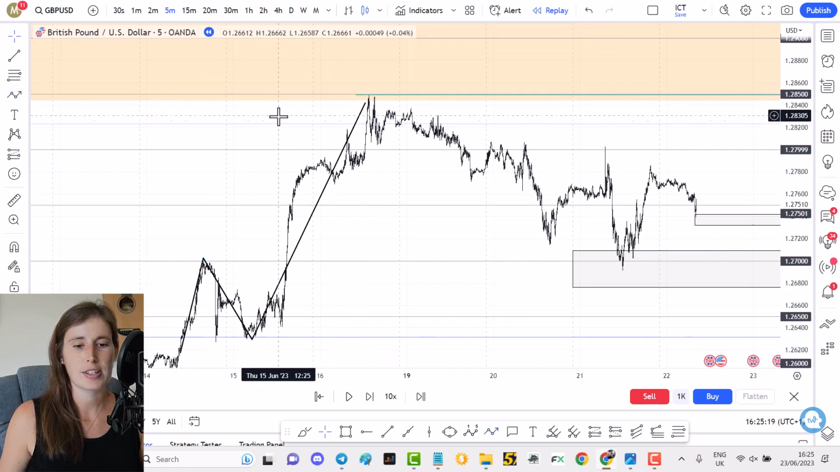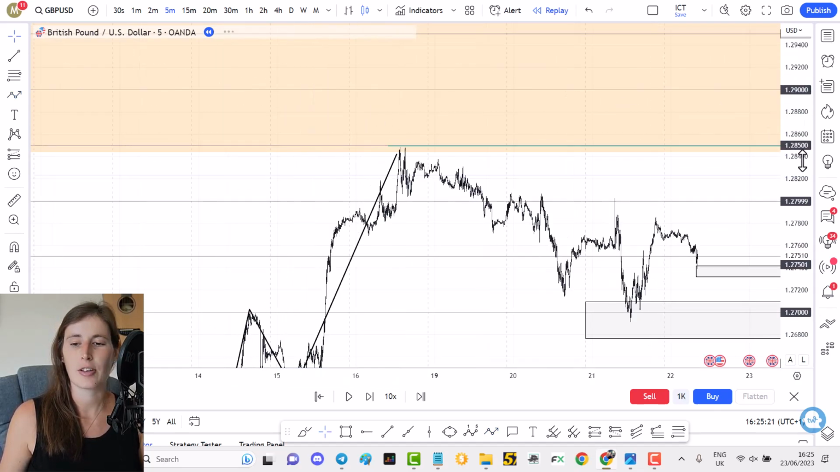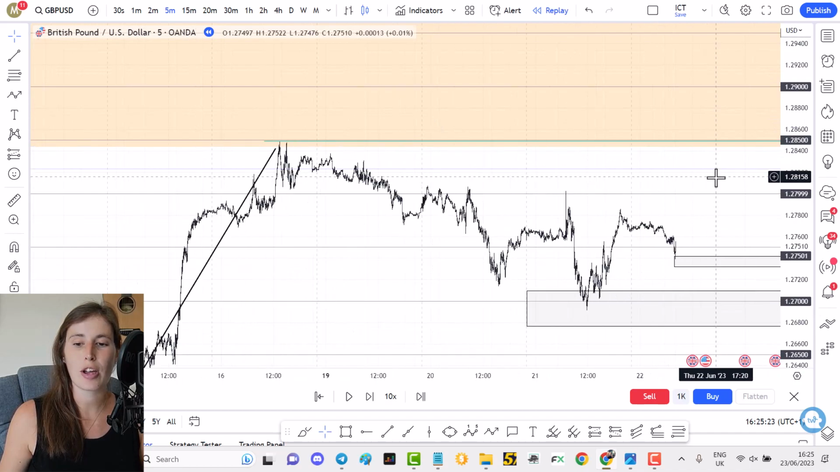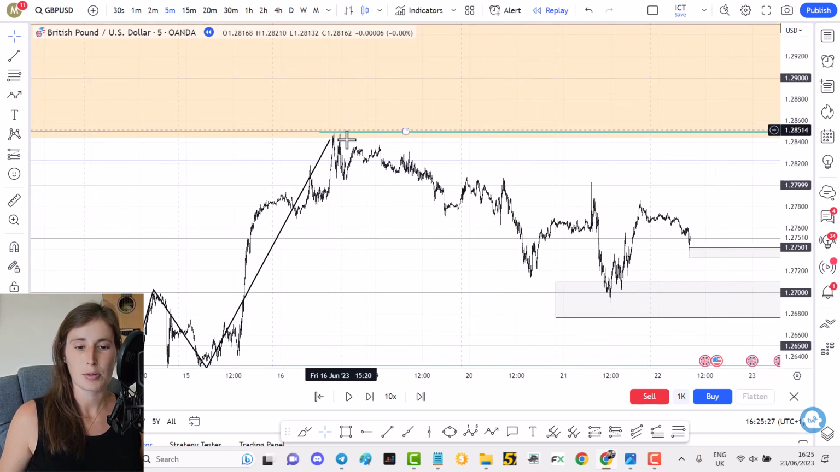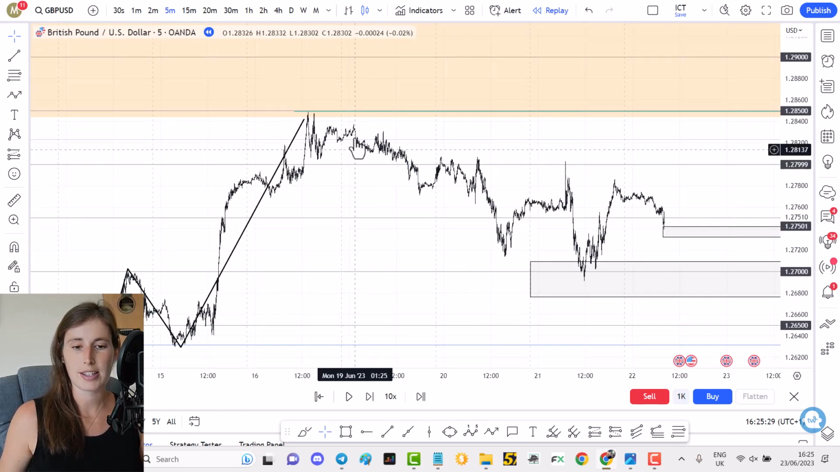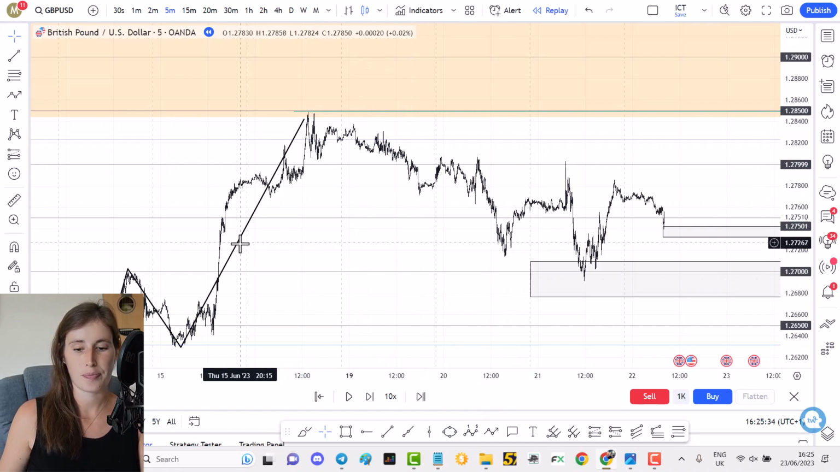Now I've drawn this yellow box here. This signifies a fair value gap on the daily time frame. So I thought we may get a little bit of resistance here, and it could be acting as that because we've started to have this pullback now. Price this week so far has been pulling back and selling off.